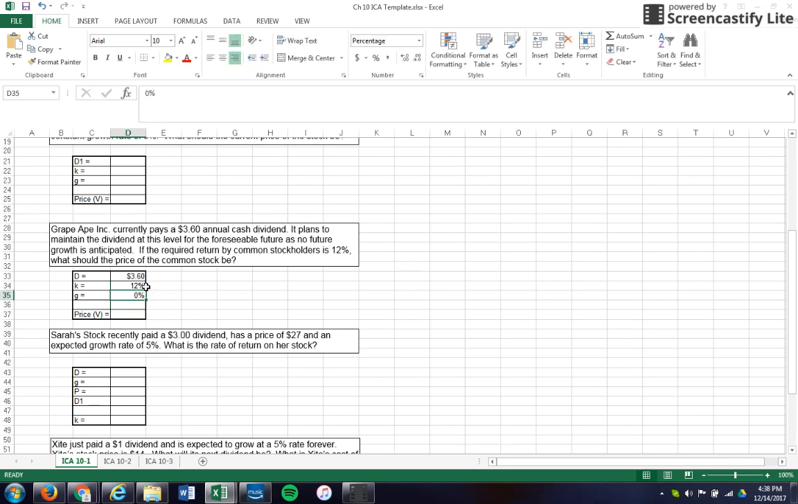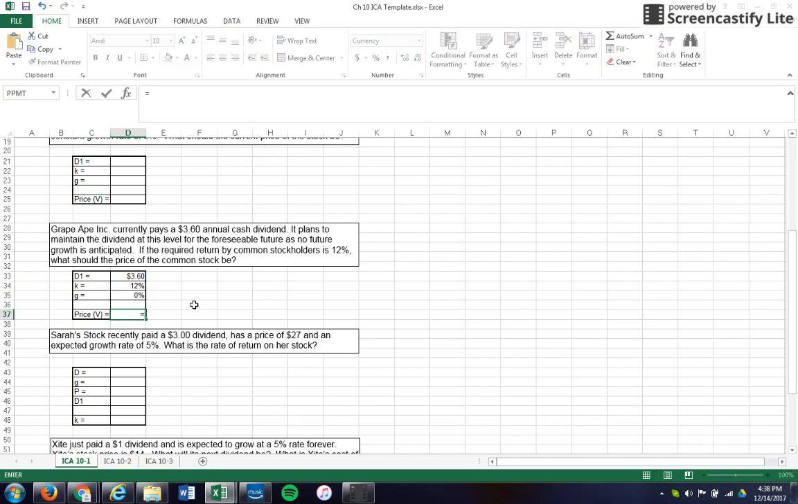Well, since there's no growth here, in order to find our next dividend, it's pretty much $3.60. There is no growth, so my D0 is going to be the same thing as my D1, same thing as my D2, D3, whatever. So really no calculation behind that. There's no growth, so that's just the same dividend.